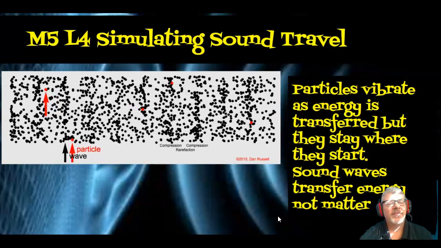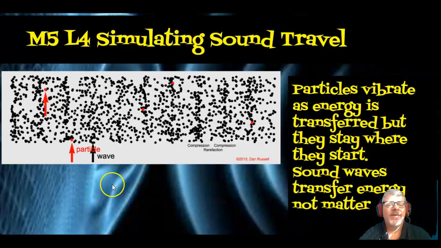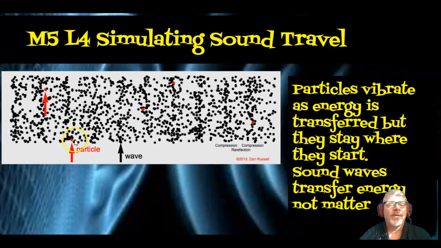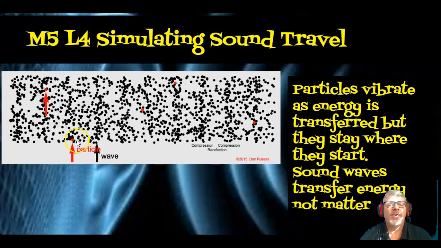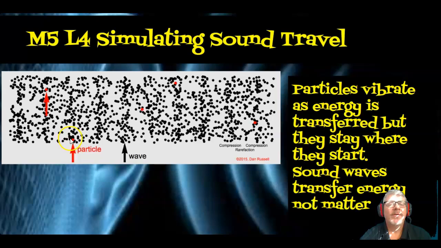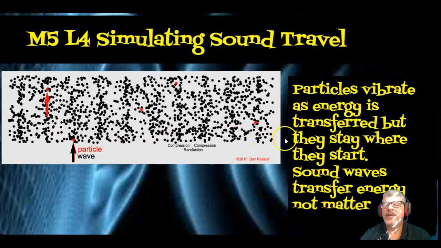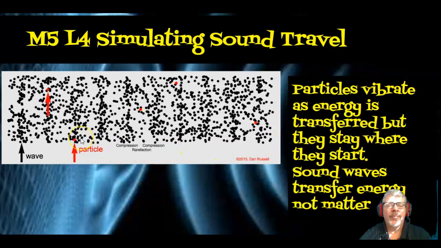So the thing that you need to learn from this lesson is that if I watch an individual particle, it does move back and forth. It doesn't stay stationary. But what doesn't happen is it doesn't move along with the wave. This one particle isn't transported from one area all the way down here to end up right by your ear. All it does is vibrate back and forth.